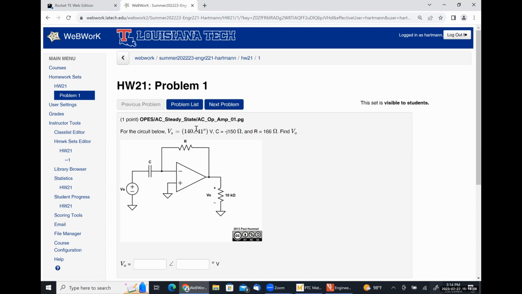You could absolutely apply the three-step process that I detailed in the lecture video, but the easiest way is to identify this as an inverting amplifier and then use those relationships.